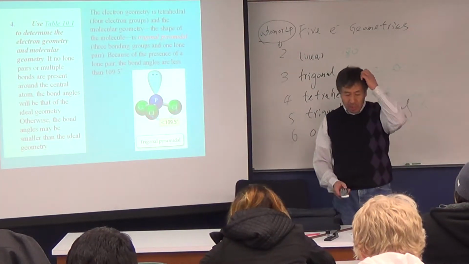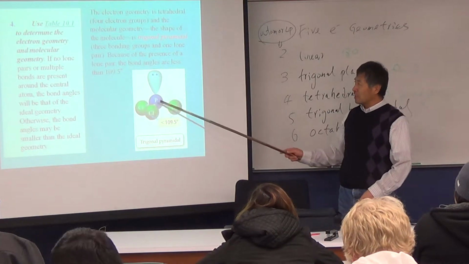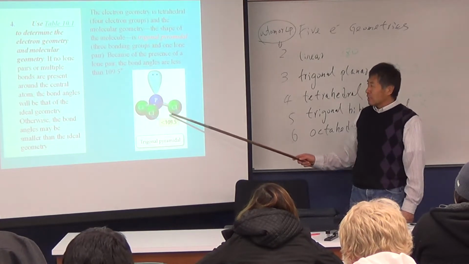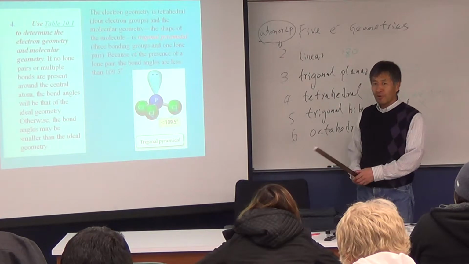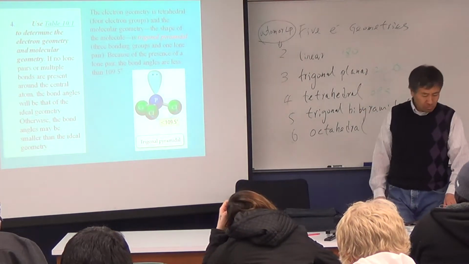So you will see this. And this is a very good picture to tell you this lone pair is only bonded to one nucleus. All those other pairs are in between 2 nuclei, so therefore they are more limited, and they take less room.